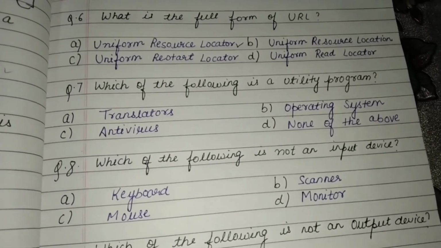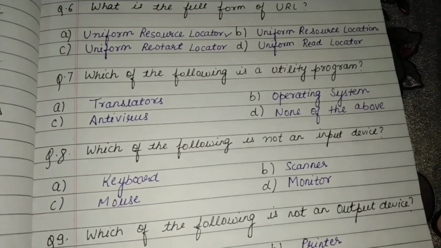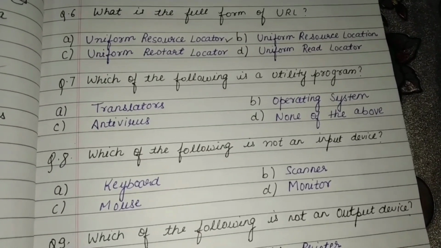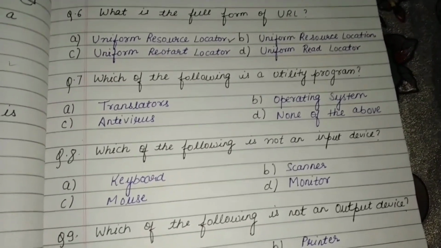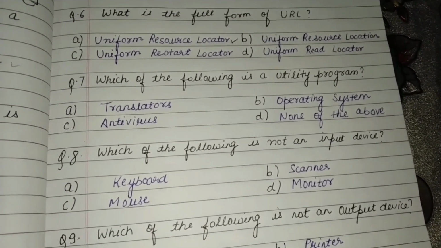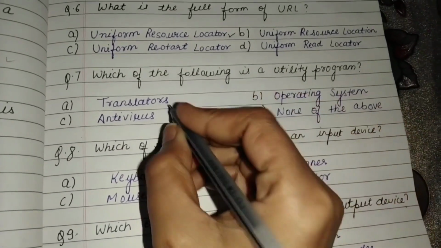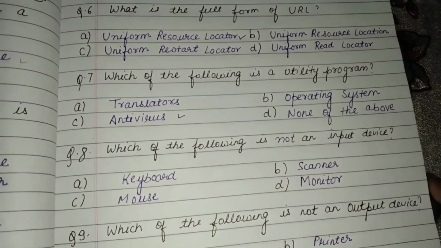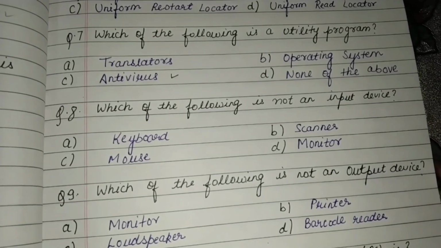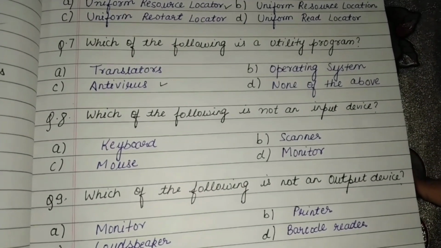Now question number 7. Which of the following is a utility program? A. Translators, B. Operating system, C. Antivirus, D. None of the above. So the right answer is option number C. Antivirus.